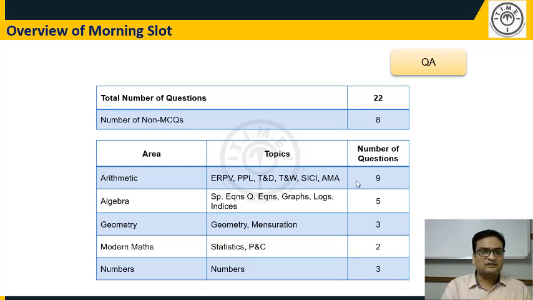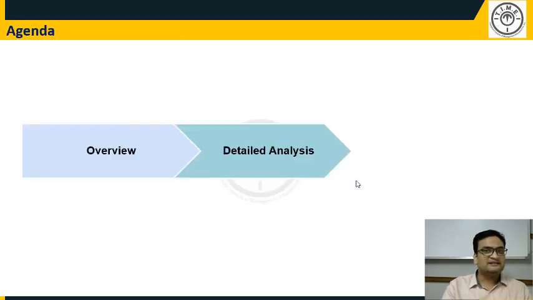because numbers is usually not seen a lot in CAT papers in the recent past, but this time in slot 1, we had 3 questions where the concepts of numbers either directly or indirectly were being used. So this was the overall structure that we had for the CAT 22 slot 1. Now we'll discuss more about it as we enter the detailed analysis.